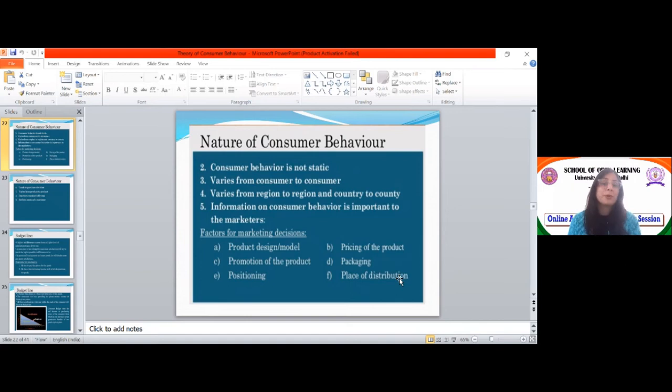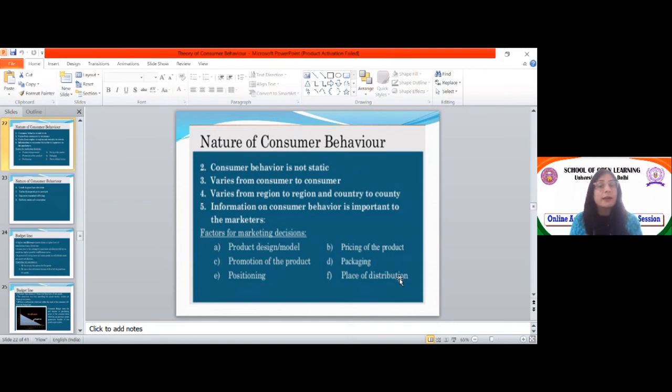Now, it varies from consumer to consumer. If you choose something, it may not work for me and may not work for your friend, so definitely everybody has a different sort of choices. It also varies from region to region and country to country. Information on consumer behavior is important to marketers. That information is very important, like how useful that product is for you. That is also very important.